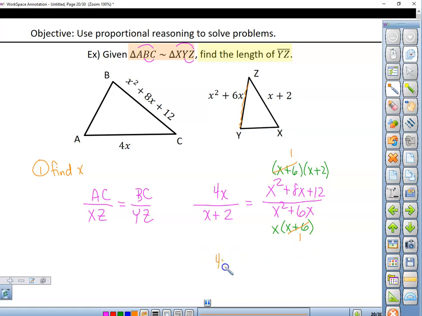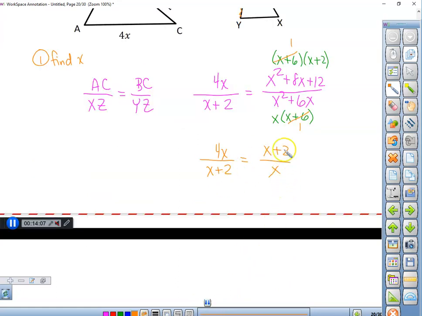So now we have 4x over x plus 2 equals x plus 2 over x. Do not make the mistake of thinking you can cancel those. This is an equal sign. The only way we could have reduced those would be if this was multiplication, and it is not. Same thing goes for those x's there. So now our lowest common denominator is this monomial of x times the binomial of x plus 2.